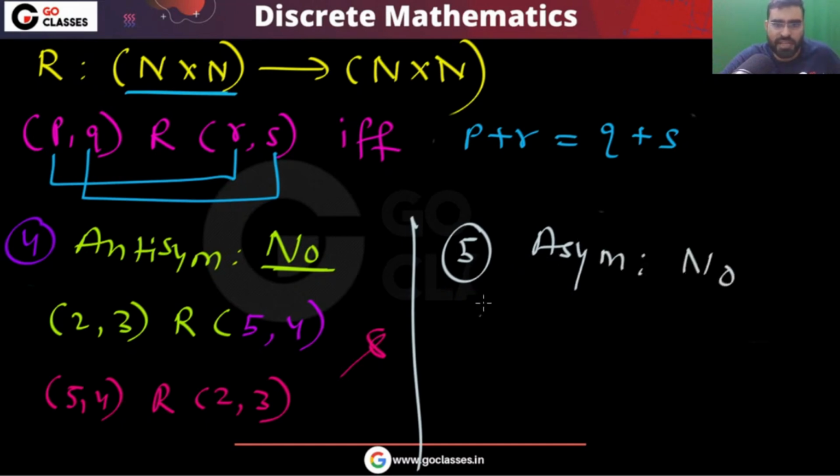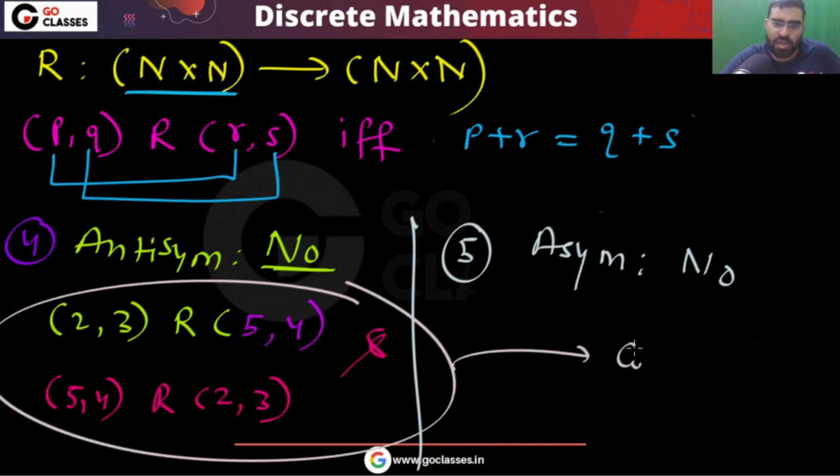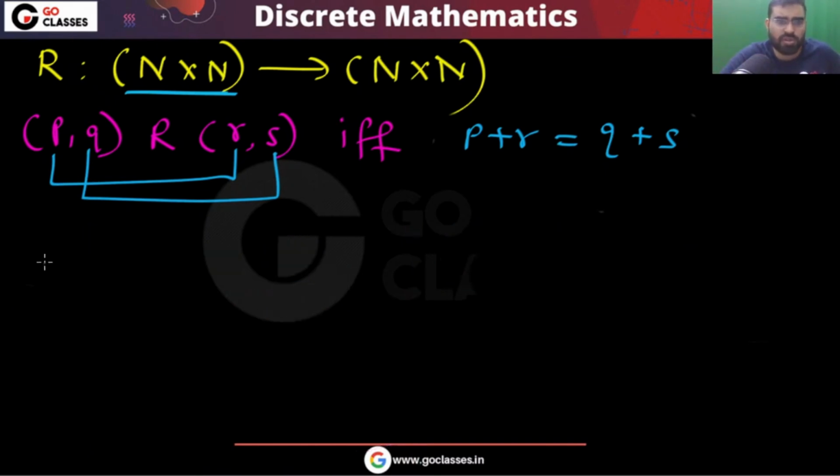Okay, because as you know, the same counter example will work here also. The same counter example you can use here. Okay, let's move on to the next, that is the transitive property.